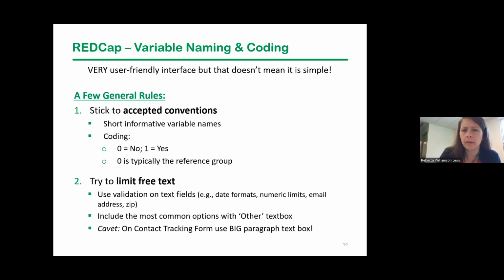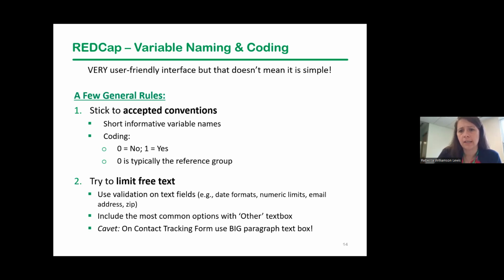So I wanted to give a couple of thoughts on variable coding and include an example of what not to do to yourself. REDCap has a very user-friendly interface to build fields, but it doesn't necessarily mean it's simple. So if you know who's going to be analyzing your data, it might be good to check to see if they have any preferences in their coding. But in general, you should stick to accepted conventions of short, informative variable names and using 0 for your reference group. You should also try to limit free text fields. Be sure to use validation on dates, emails, zips, and other fields to ensure consistency.